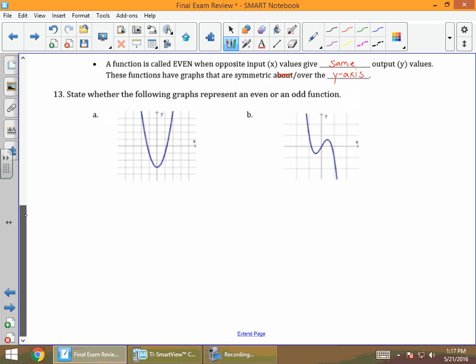Number 13, they have two graphs here. They want to know whether the graphs are even or odd. And if I look, I'll look at symmetries. There's y-axis symmetry. That graph is cut in half by the y-axis. This is even.